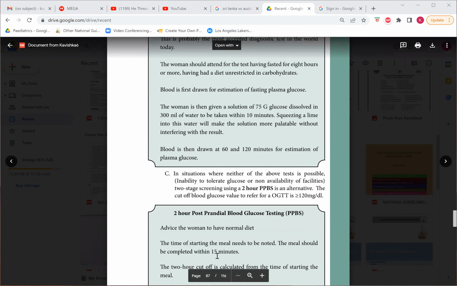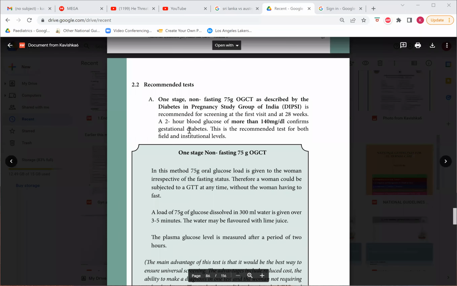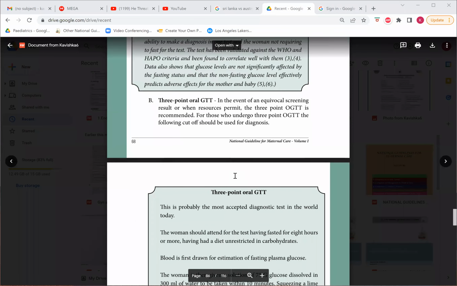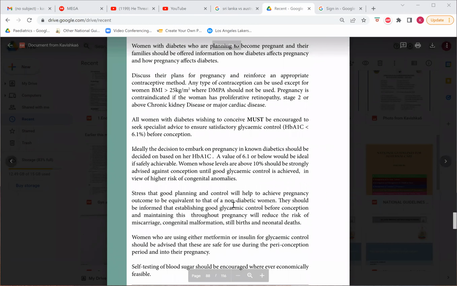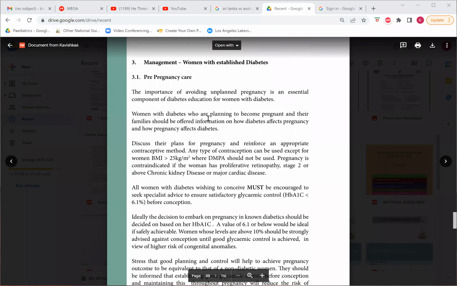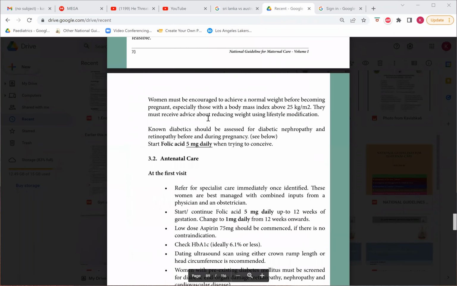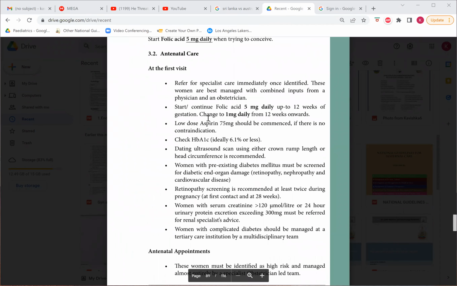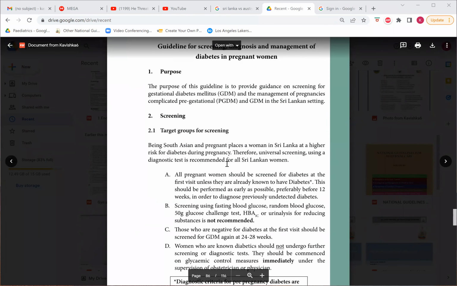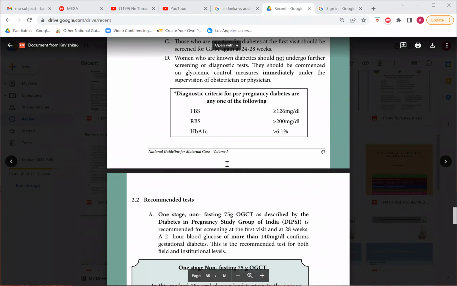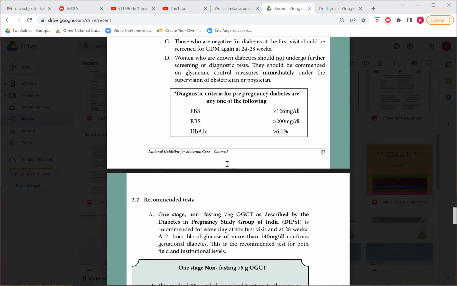But if it's diagnosed, you don't repeat it at the booking visit? If they are already diagnosed before, then there's no point. If they are already known diabetics, then you don't do an OGTT, because you already know. You do HbA1c and things like that to see their previous control. So by doing an OGTT at the booking visit, you're trying to identify previously undiagnosed diabetics, if at all.